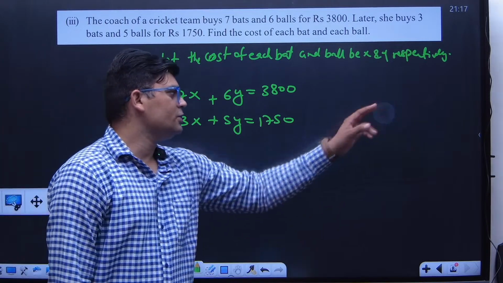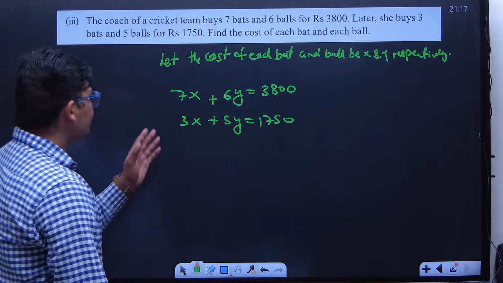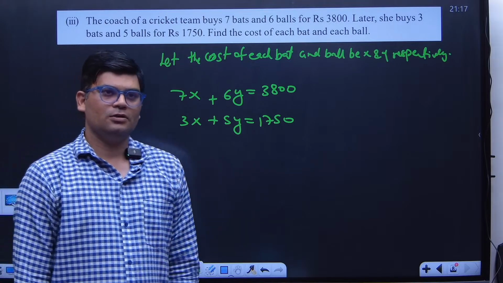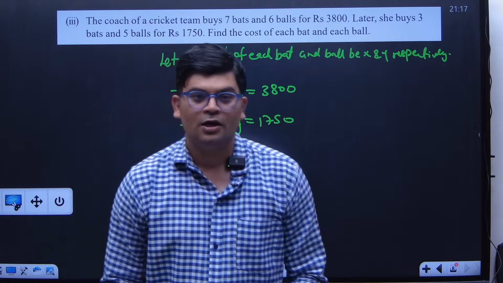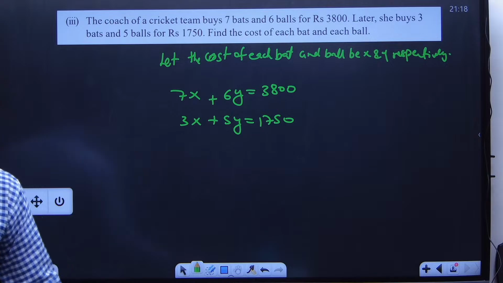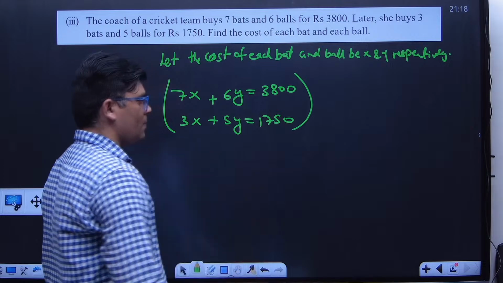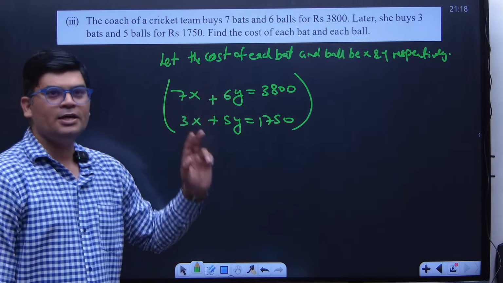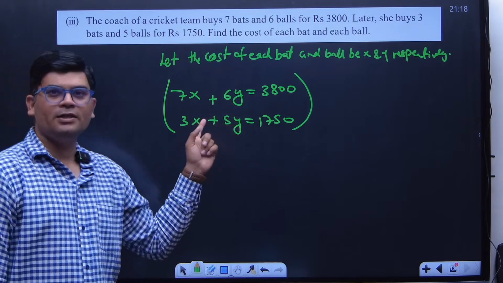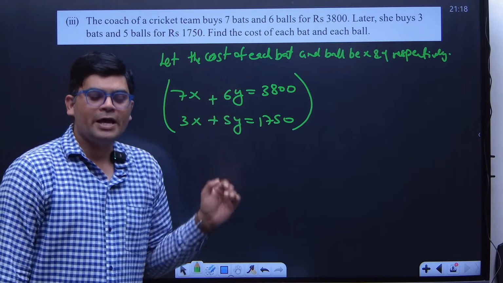Now we will solve this using the elimination method. Now what is the elimination method? In the elimination method we have to make the coefficients equal. So which one do you want to eliminate, x or y? Tell me first. Y. So if you want to eliminate y, you have to make their coefficients the same. What is the coefficient of y in the first case? 6. What is the coefficient of y in the second case? 5.